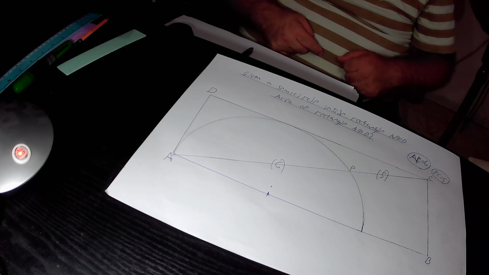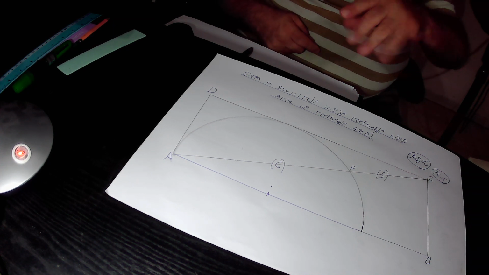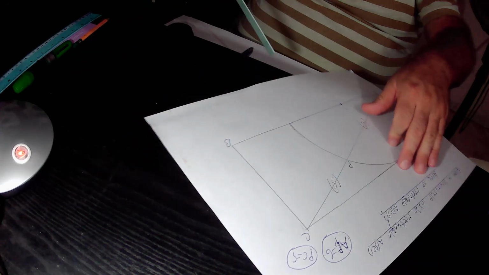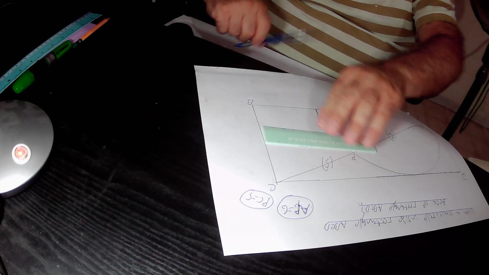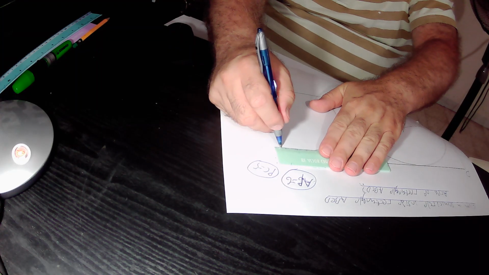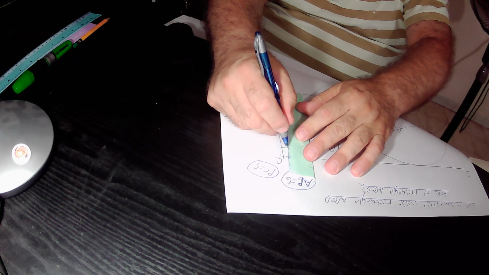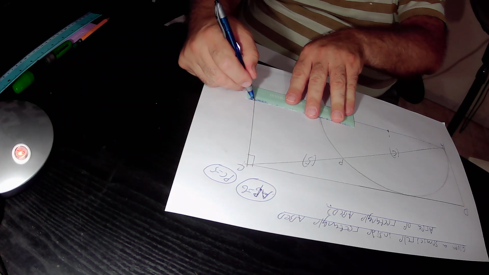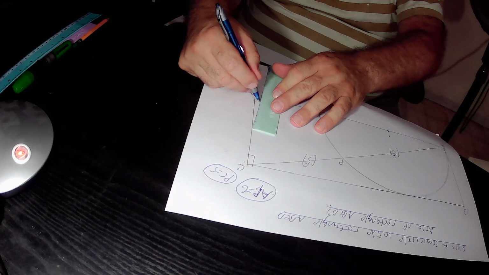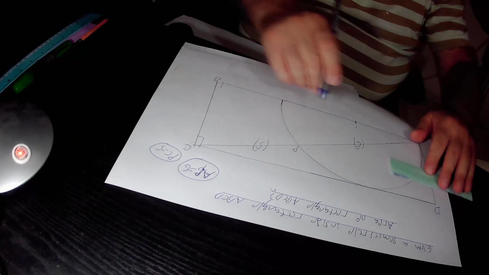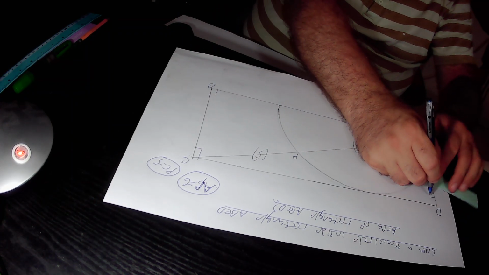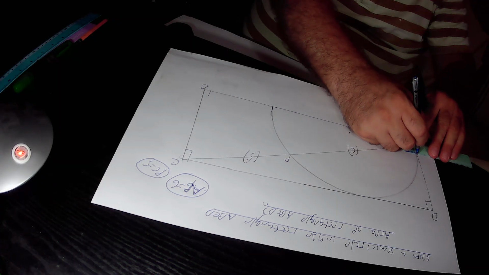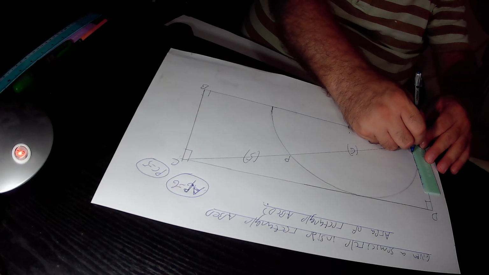So first of all, we know that all the angles inside the rectangle are right angles. So this is a right angle. This is also a right angle. This is a right angle. And this is also a right angle.